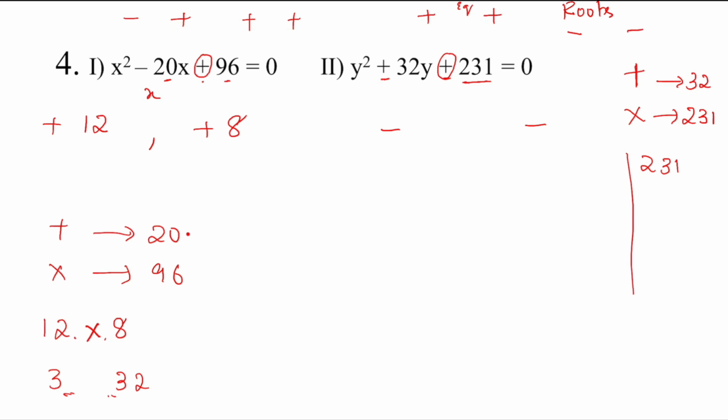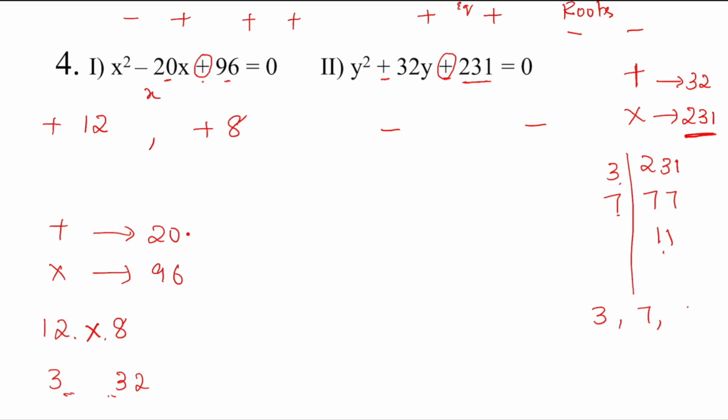Will it divide by 2? No, because 1 is in the unit digit, so 2 will not divide. 3? Yes, 3 will divide. 3 sevens are 21, 2 will remain, again 3 sevens are. Now the next number which will divide, directly 7 will divide. So 7 11s are. So 3, 7 and 11 are factors of 231.